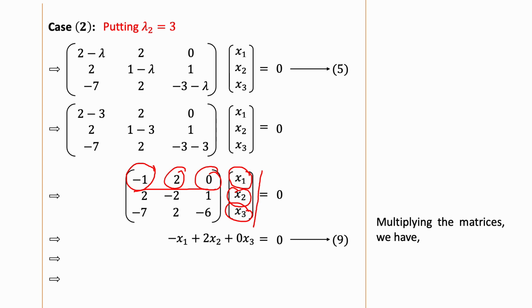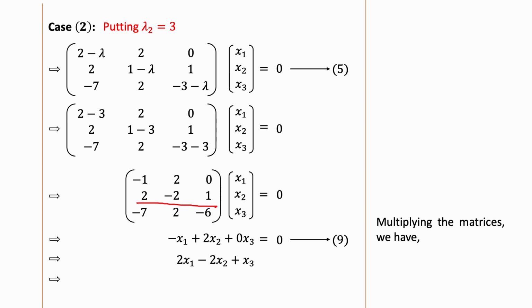Got it? Okay. Now coming to the next equation, go to the second row. Okay. Now the first element of the second row, 2 into x1 is 2x1. Minus 2 into x2 is minus 2x2. 1 into x3 is x3. This is equation number 10. Okay.